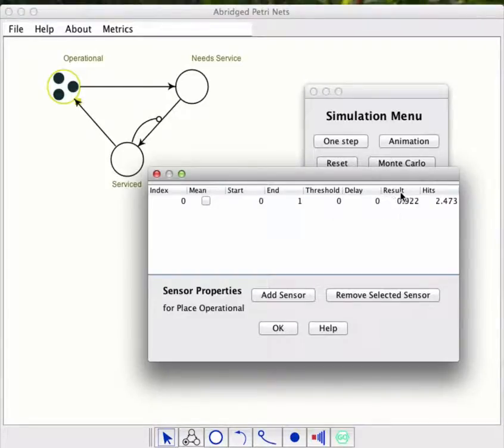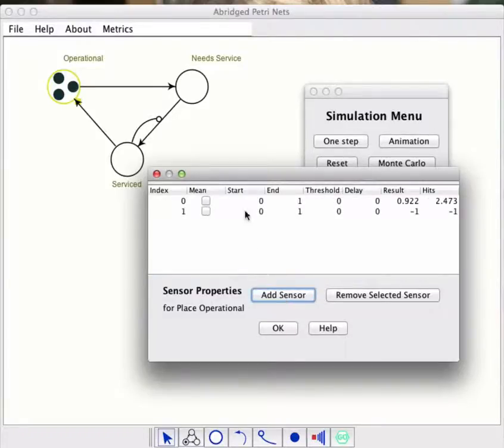and we can observe what happens to the sensor. We can see that we have about 92% probability, 92% chances that we have at least one token, at least one component operational, and that corresponds to the threshold zero. So there's a strict inequality here.